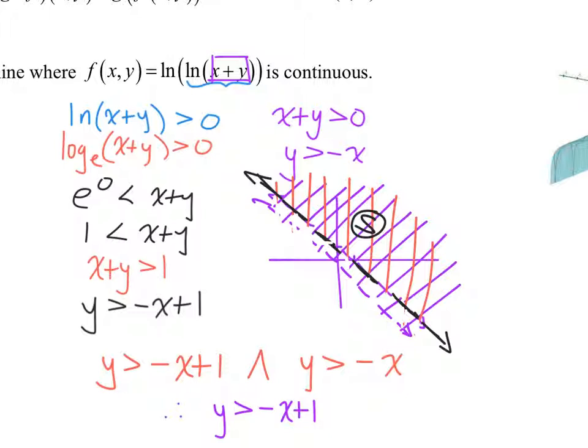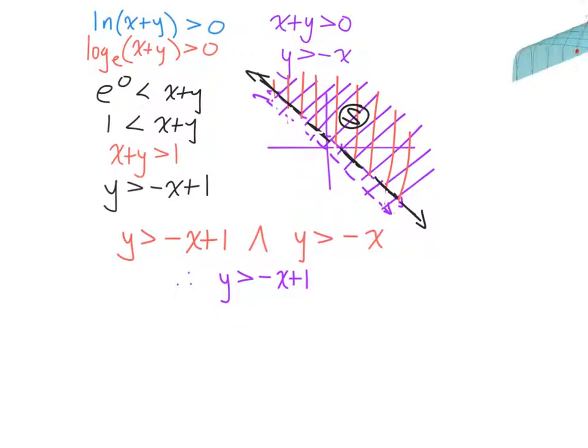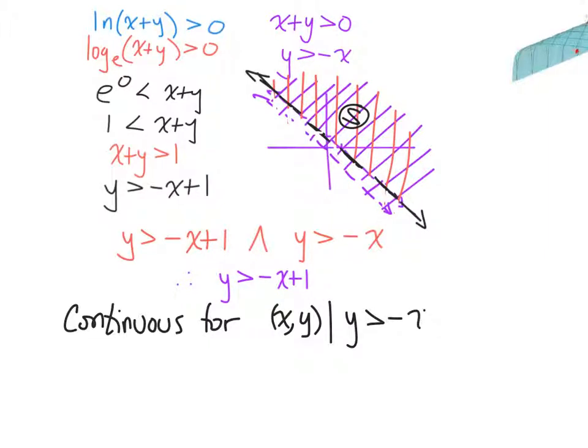All right. So continuous for values that satisfy this relation. So continuous for x, y such that y has to be greater than negative x plus 1. For these kinds of problems, we don't bother proving it with a limit because it's too much of a nightmare. Once you get inequalities involved, it changes everything. It changes the complexity of it anyway.